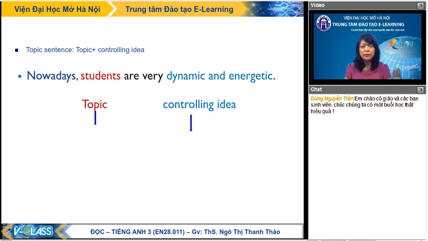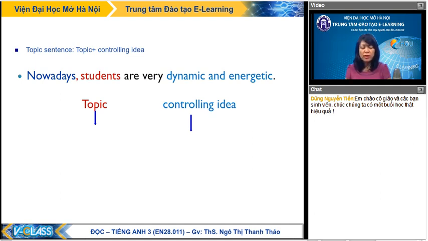So for a topic sentence, this one consists of two different, very important parts, very crucial parts. The first one is the topic, and the second one is controlling idea. You see that the supporting idea in a paragraph here must control or support the controlling idea, not control or support the topic. Now look at the example here.